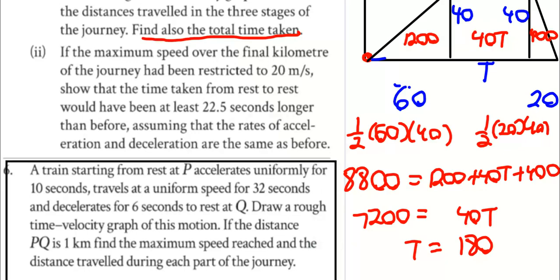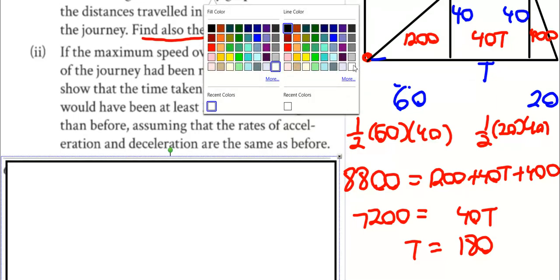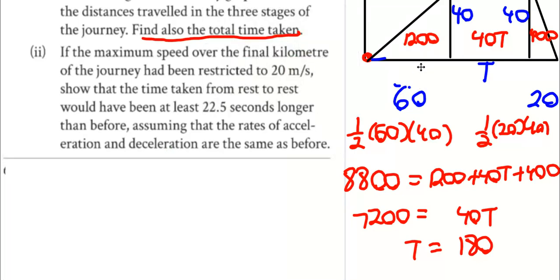Okay. Now, part 2 was the part that we had to bother with, was it? So let's have a look at part 2. Now, part 2. The maximum speed over the final kilometer of the journey, had it been restricted to 20 meters per second, show that the time taken from rest to rest would have been at least 22.5 seconds longer. Okay. Rest to rest, final kilometer. Let's think about it. Would everybody agree final kilometer obviously is the final 1,000 meters?